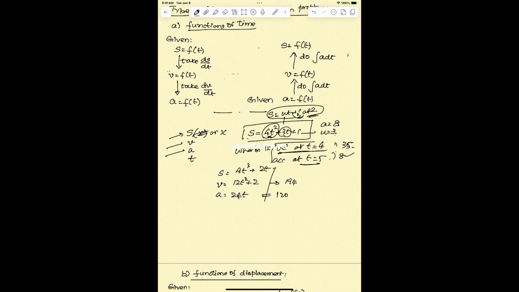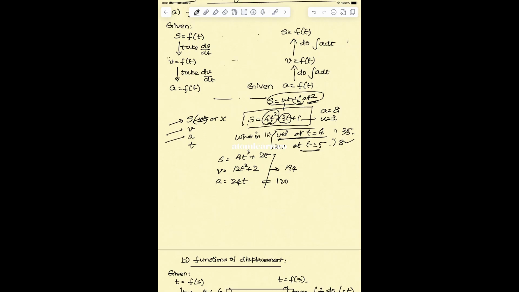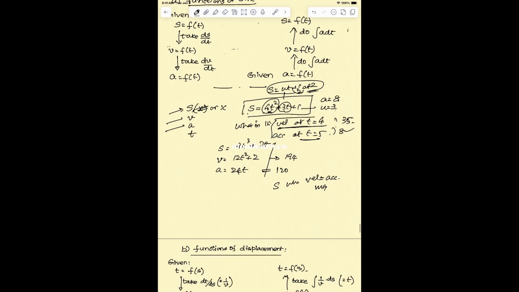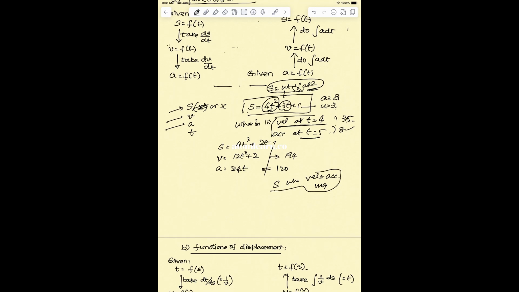For example, what is the displacement when velocity is equal to acceleration in terms of magnitudes? That means what you are saying is velocity and acceleration have the same value in SI units. In which case, at that time what is s? Now such a question may look complicated, but it is pretty simple. What they are saying is velocity and acceleration have the same value. That means equate these two: 12t squared minus 24t plus 2 equal to 0.